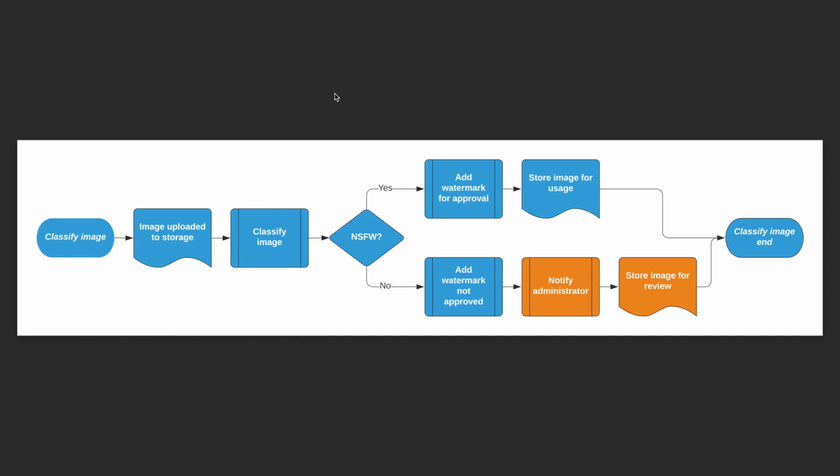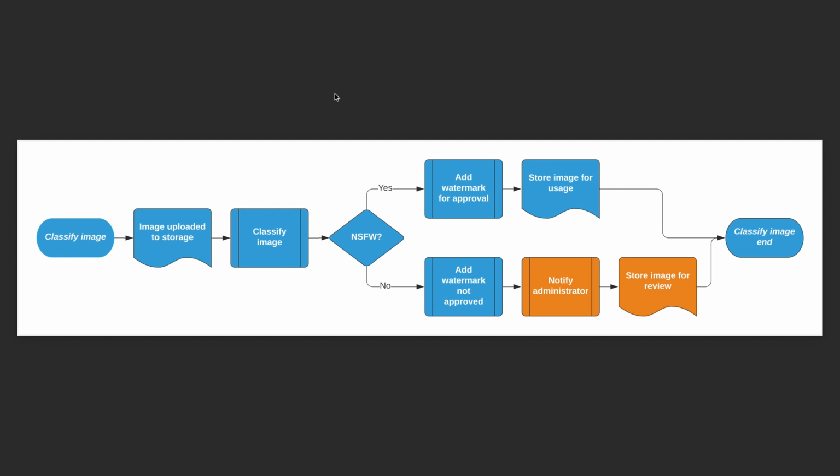The image is taken and classified, using an API or another platform, as either safe for work or not safe for work. We would add a watermark which would either approve it or not approve it. If it is approved, we would put it in an approved container or storage space. If it's not approved, we would notify an administrator for review and put the image in a different container to ensure that the image is being reviewed. And then at the end of the workflow, we would just clean up the original uploaded image.